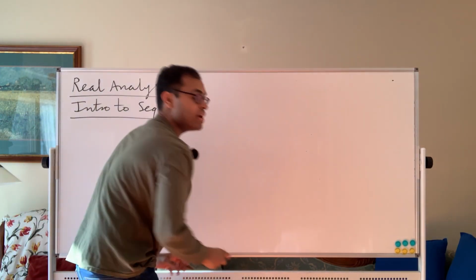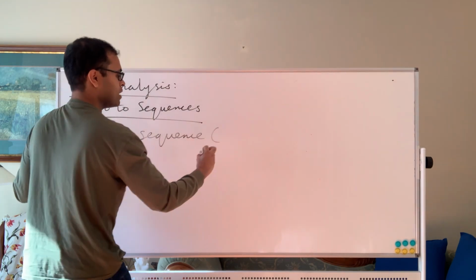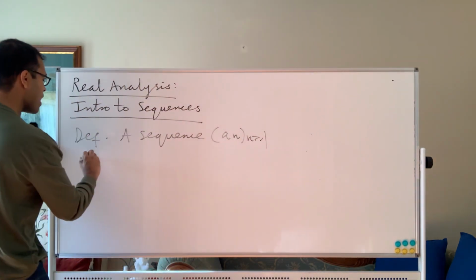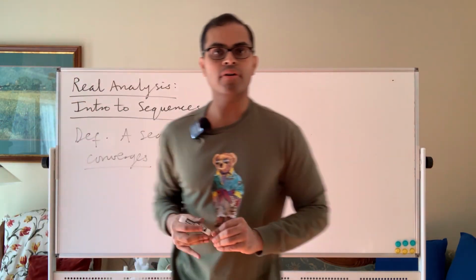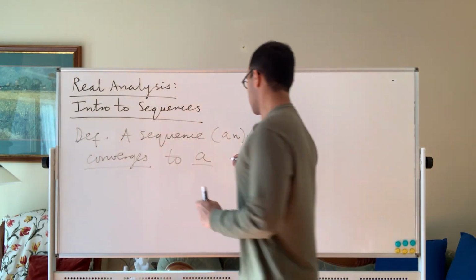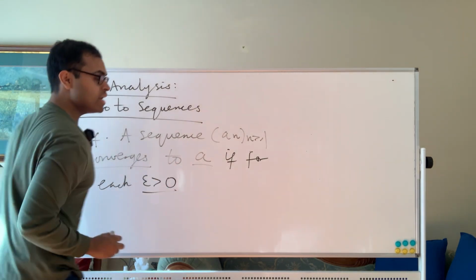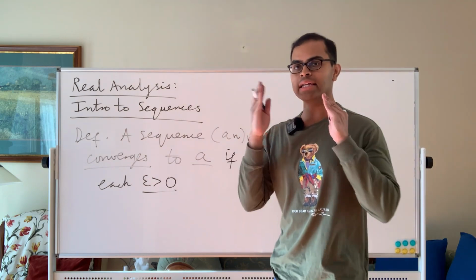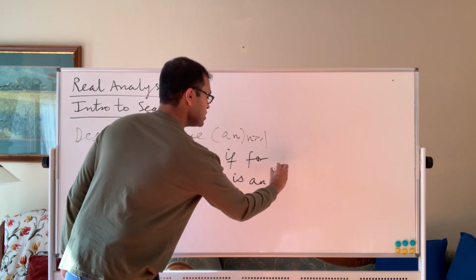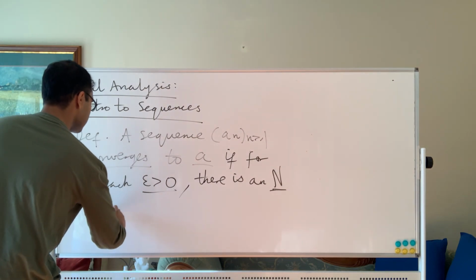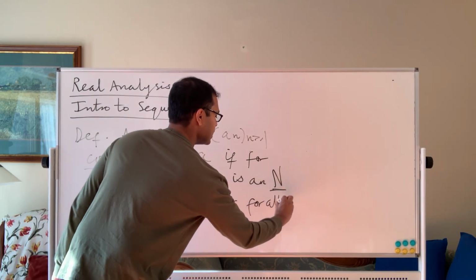So here's the definition. We say that a sequence a_n, where n is at least 1, converges to A, where A is some number, okay, so we don't know what the number is, if the following is satisfied: if for each epsilon greater than 0, now epsilon is a Greek letter, it just denotes some number greater than 0, conceptually small, there is an N, a big N, such that the absolute value of a_n minus A is less than epsilon for all n at least big N.